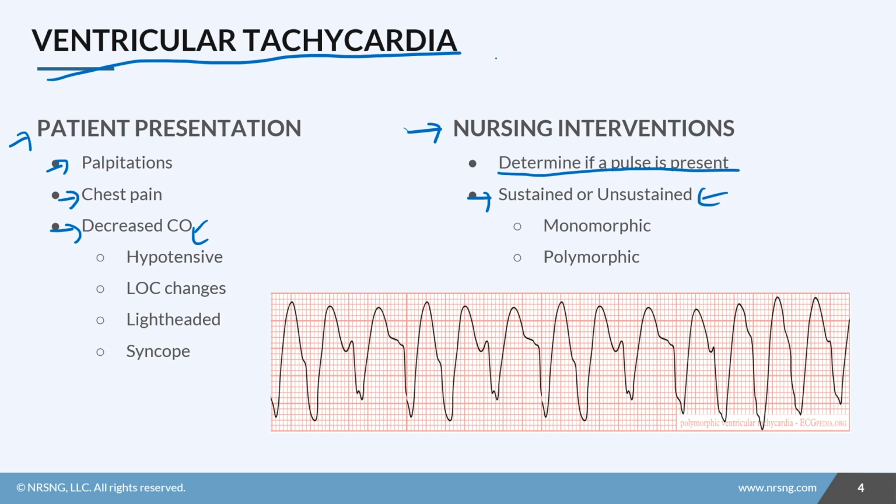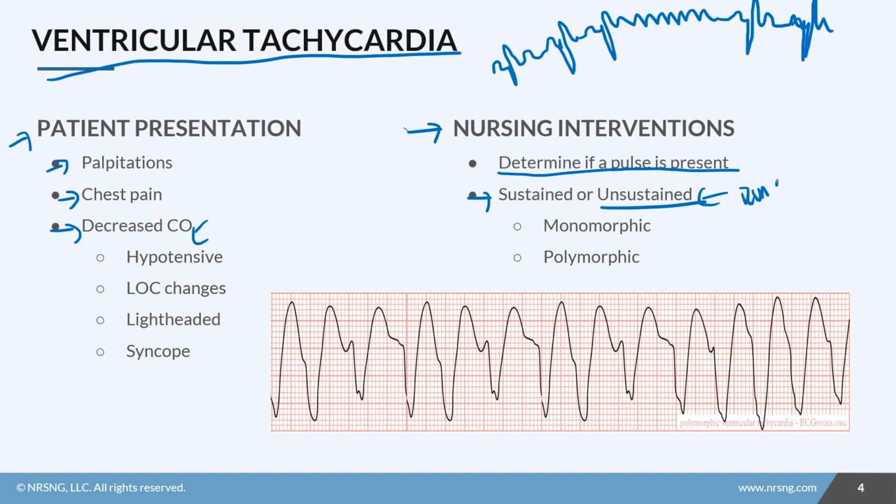Basically, what that means is if I have a patient who is in a normal sinus rhythm, and then all of a sudden they go into a run of VTach, and then they go back to a normal sinus rhythm, well, that would be unsustained. They just had a run of VTach. And that's not okay, but usually it's because of an electrolyte abnormality, so you try to find out why this is happening. If it's sustained, that means this is happening and the VTach is not going away.